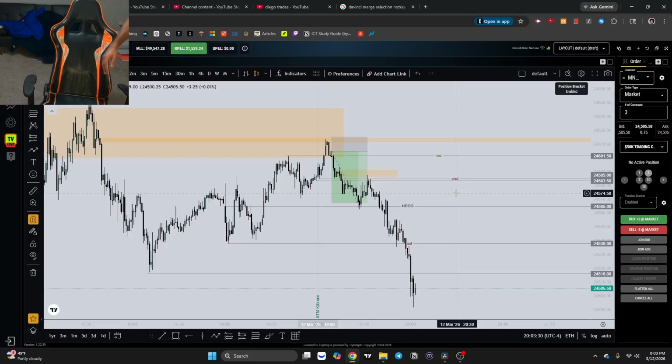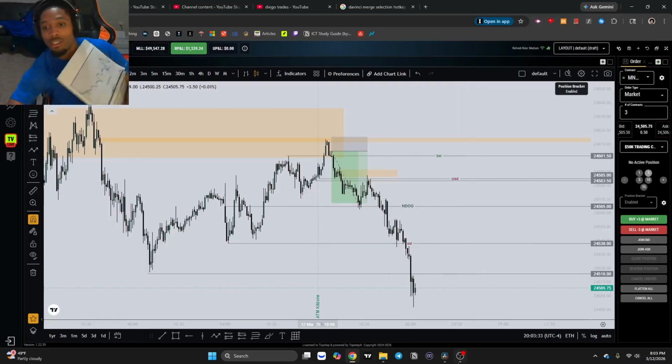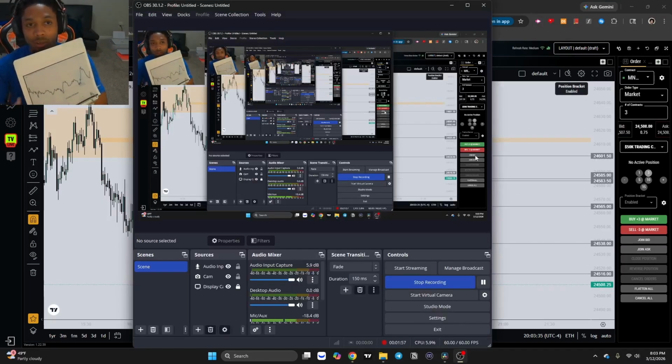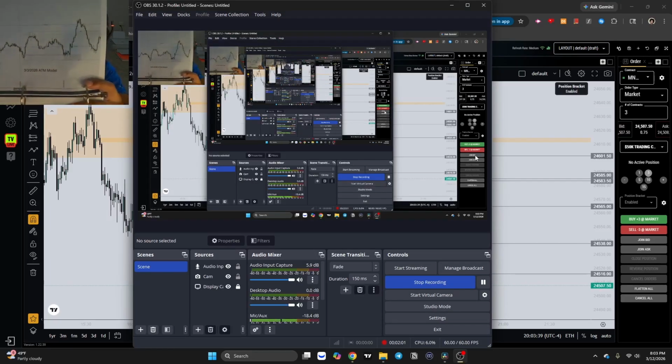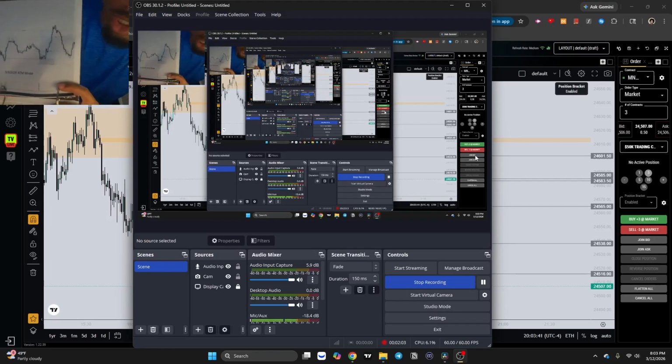You might not be able to really see it. I'm gonna try to see if I can see it. What I'm gonna start doing is having a binder, and I'm gonna start printing out every time this model plays out. As you can see, this time this model played out, and I'm gonna try to show y'all.